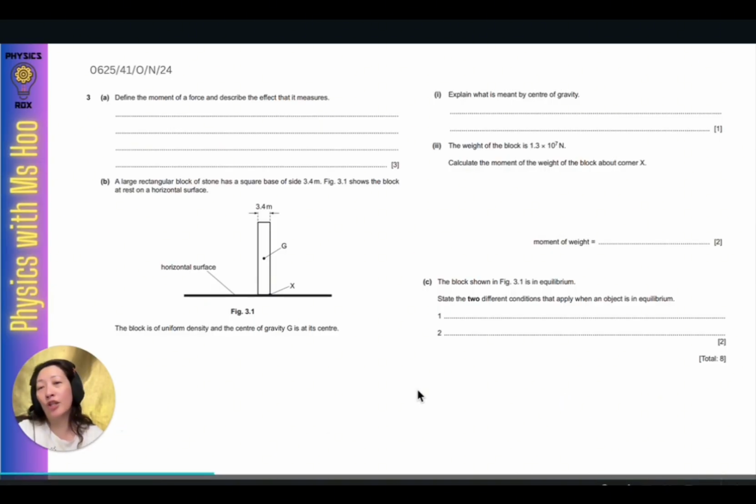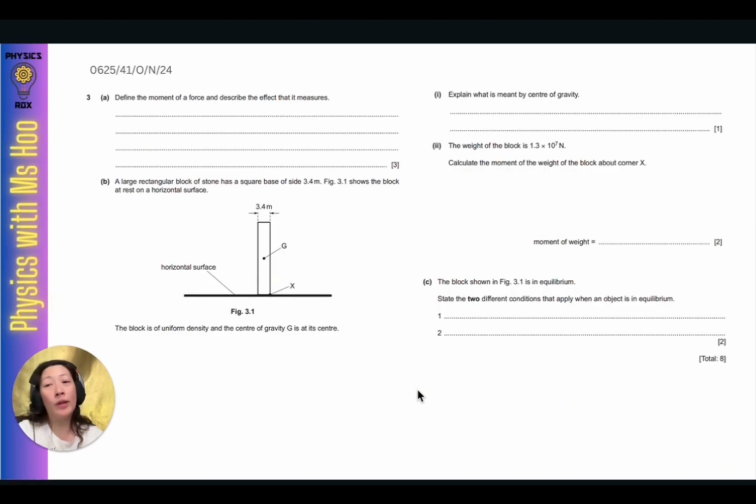So this question is taken from Winter 2024 variant 1. So you can see for this question, they're using all the command words that we saw in the earlier slide. There's a define, describe, explain, calculate, as well as state. But here's the thing, don't just jump in and answer the question just based on the word that they use. You have to read the question carefully. What do I mean by this?